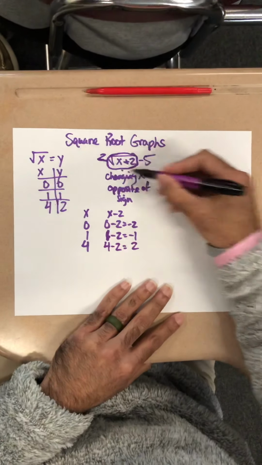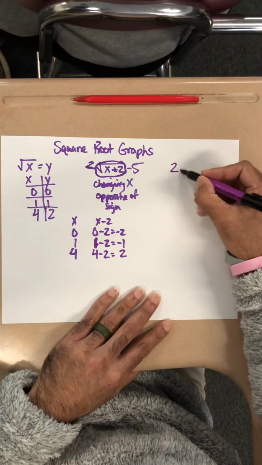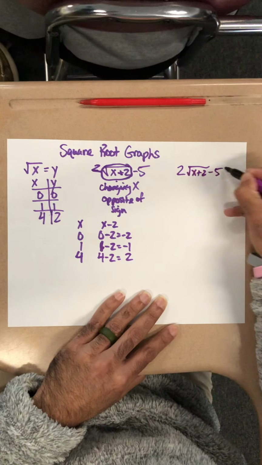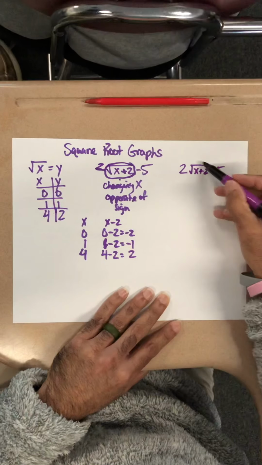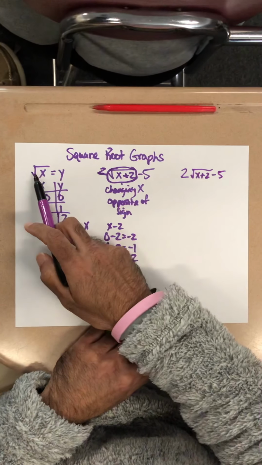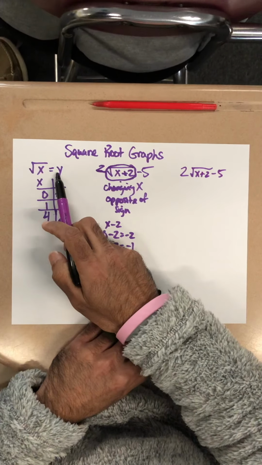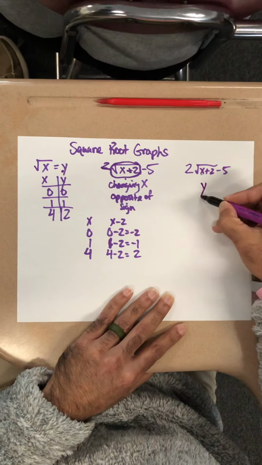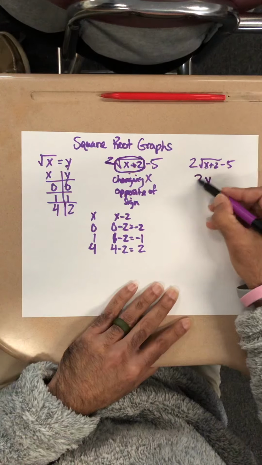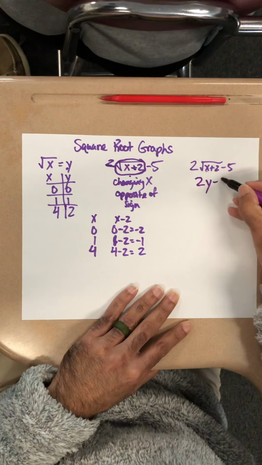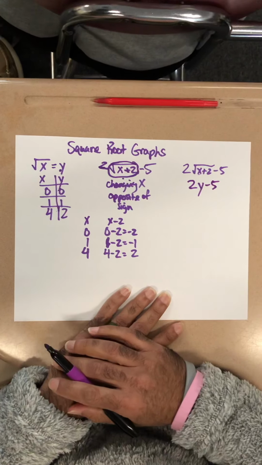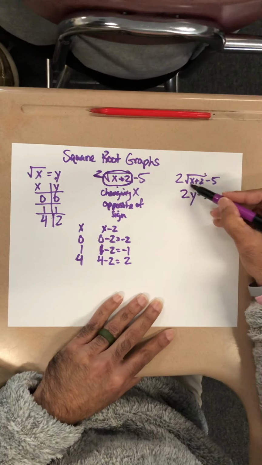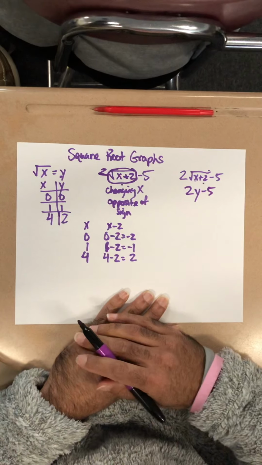Now, the other portion of this is all affecting y. Here we can see that the radical x equals y, which means I can replace everything under a radical sign with y and say 2y minus 5. So whatever you have in this radical sign, you can now move to be y.